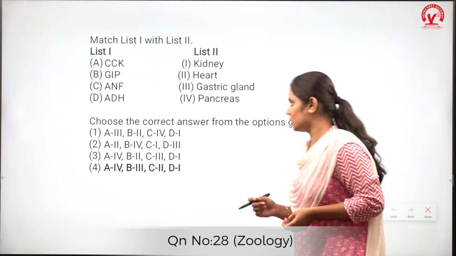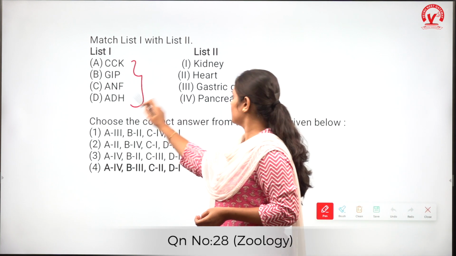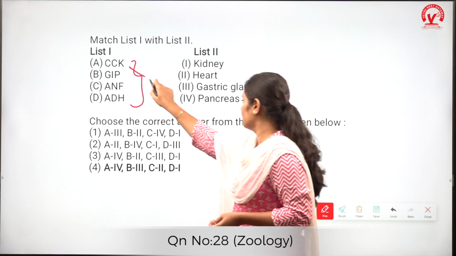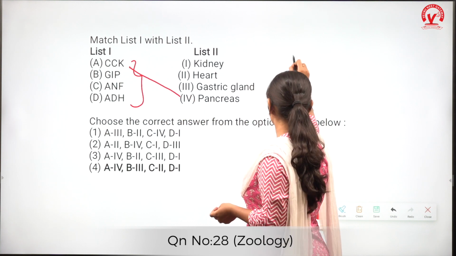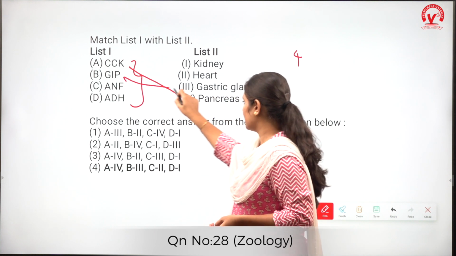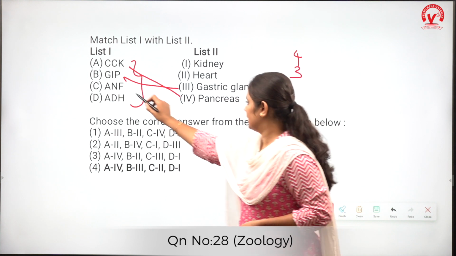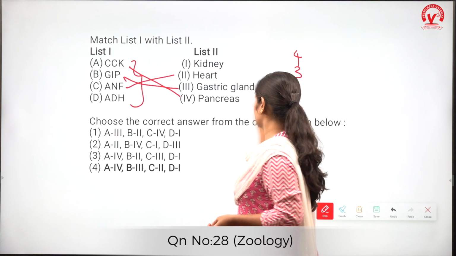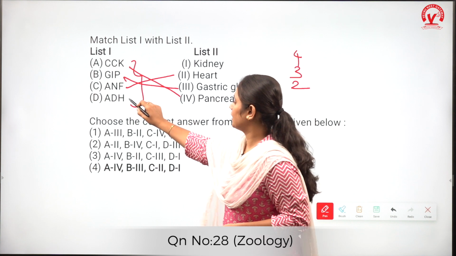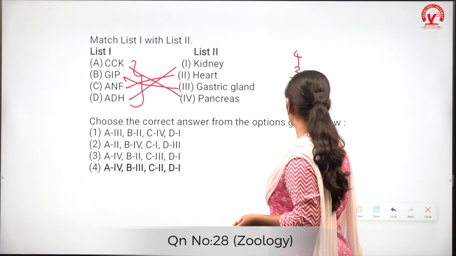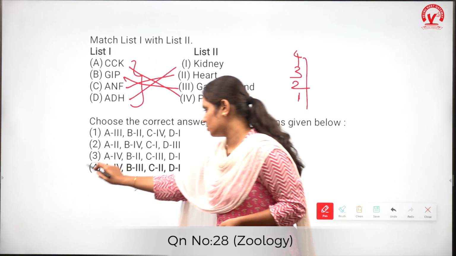So, match the following question. They asked to match the hormones with the site of action. So, CCK, cholecystokinin acts on pancreas. So, 4, GIP, gastric glands. 3, atrial natriuretic factor acts on heart. So, 2, and antidiuretic hormone acts on kidney. So, 1. 4, 3, 2, 1. The answer is option 4.